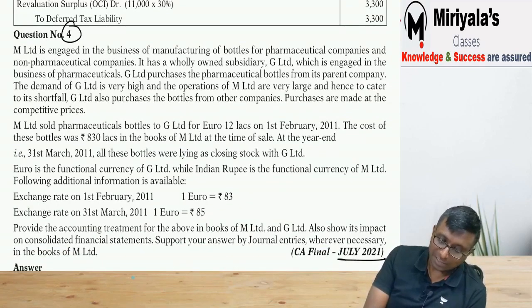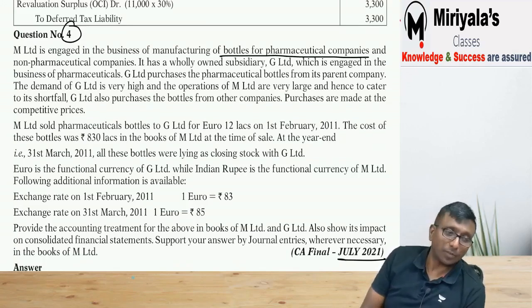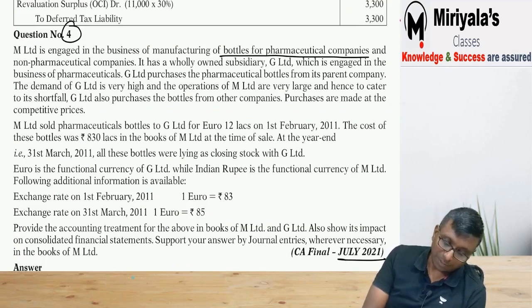M Limited is engaged in the business of manufacturing bottles for pharmaceutical companies. Okay, nice. And it sends bottles to non-pharmaceutical companies as well. It has a wholly owned subsidiary, G Limited, which is engaged in the pharmaceutical business. G Limited purchases the bottles from its parent company.